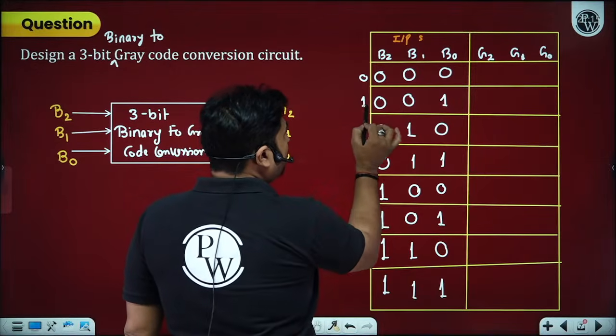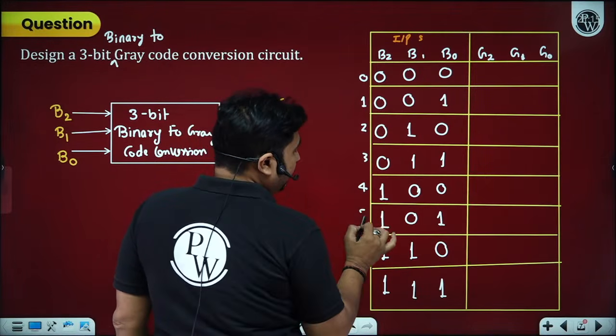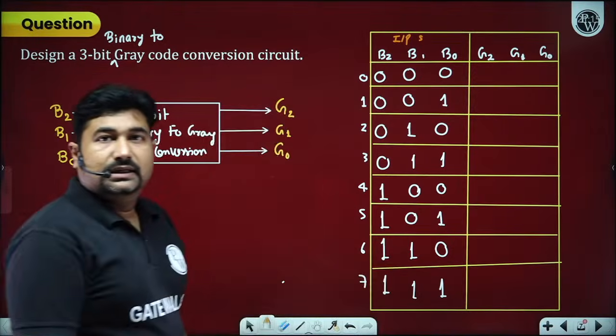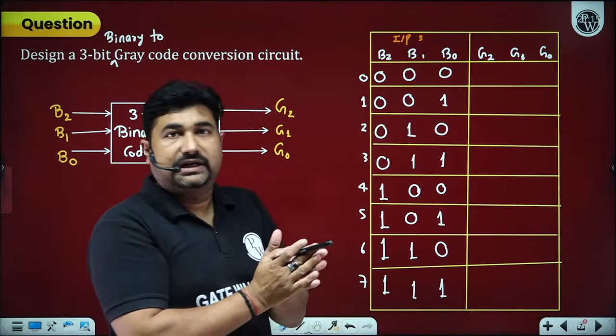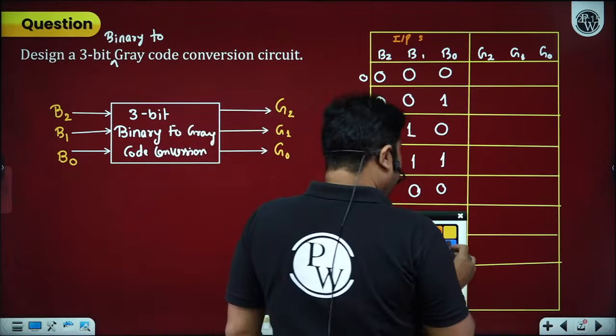So we have 0, 1, 2, 3, 4, 5, 6 and 7. Is it okay? Yes, sir. Now what do we want? We want Gray code. A Gray code is a unit distance code.